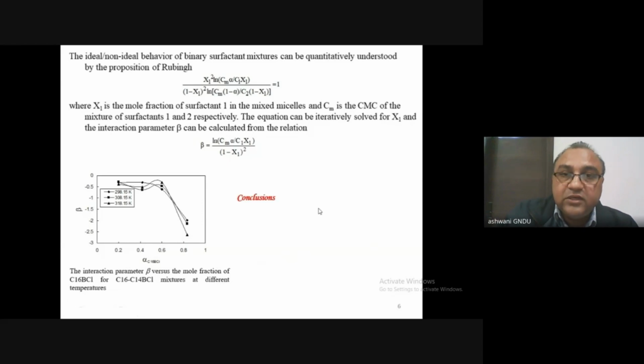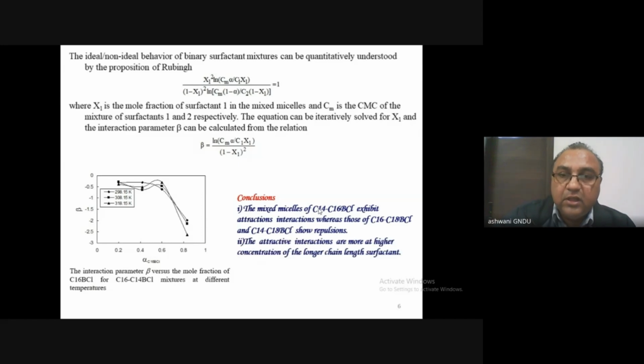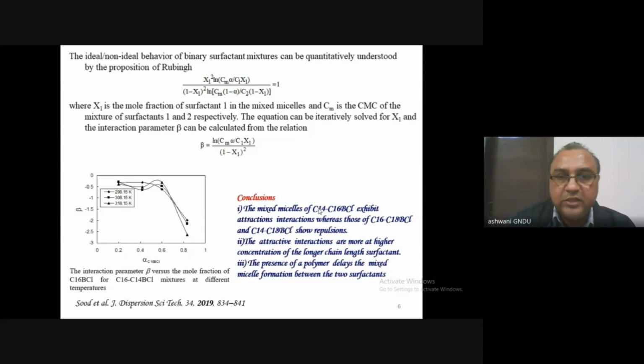So from these studies, we have concluded that the mixed micelles of the C14 chain and C16 chain surfactants show attractive interactions, whereas the mixtures of the other two surfactants show repulsive interactions. These attractive interactions are more at higher concentration of longer chain length surfactants. Thirdly, if there is a polymer present, then the mixed micelle formation will be delayed. The results of these studies have been published in the following journal.